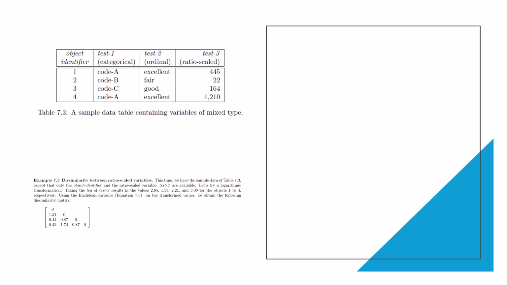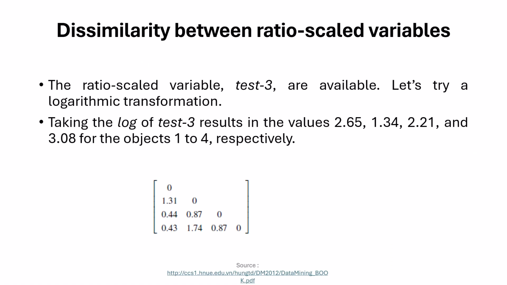The sample data containing variables of mixed data types is shown on the screen. The calculation of dissimilarity is also shown below on the screen. The dissimilarity between ratio scaled variables: ratio scaled variable test 3 is available. Let's try a logarithmic transformation. Log of test 3 results in the values 2.65, 1.34, 2.21, and 3.08 for objects 1 to 4 respectively.